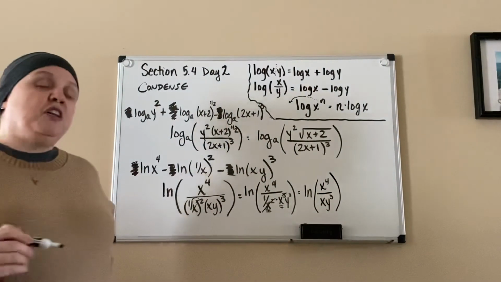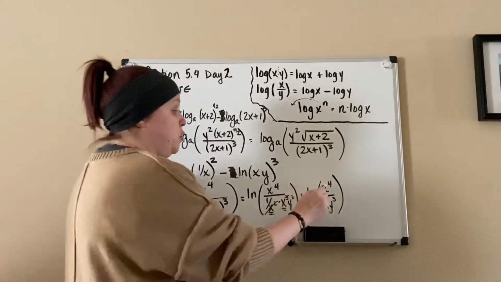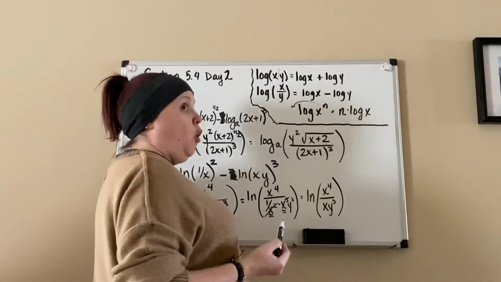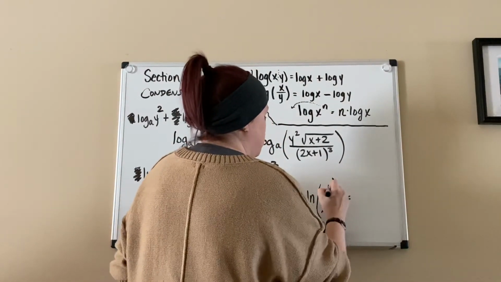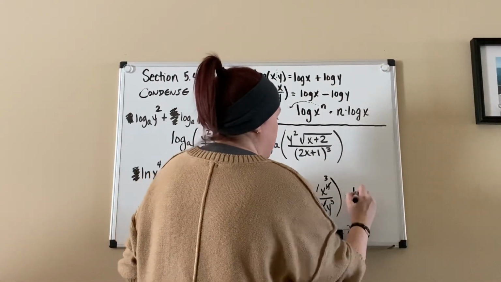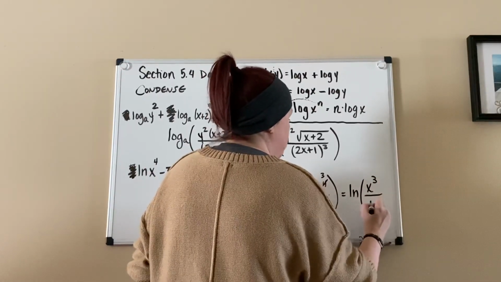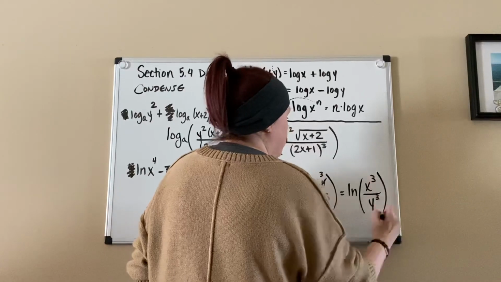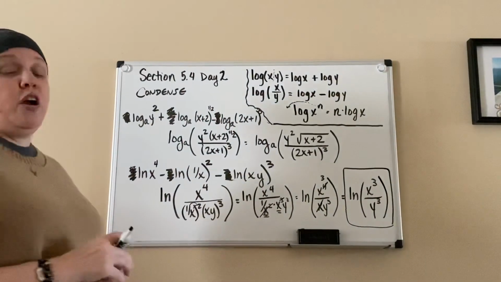And that should still look a little weird because there's one more thing you can do. Can this x to the 4th and this x reduce? Why, yes, it can. You could get rid of this x with this and leave behind 3. So your final answer is ln of x cubed over y cubed. And you'll have a problem very, very similar to that.